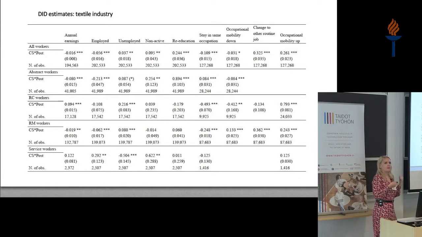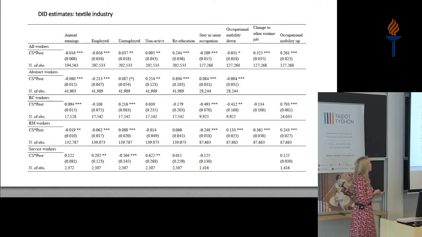This effect is driven by the fact that routine cognitive workers are more likely to move from routine cognitive to abstract tasks. So there are quite interesting differences between different worker groups. For routine manual workers, there's a slight negative effect on wages. However, there's a positive impact on moving up in the job hierarchy, but also a positive impact on moving downwards, so moving both down and up. The situation is not that bad for service workers, but the number of observations is quite low, so we are unable to detect any statistical significance in these estimates.